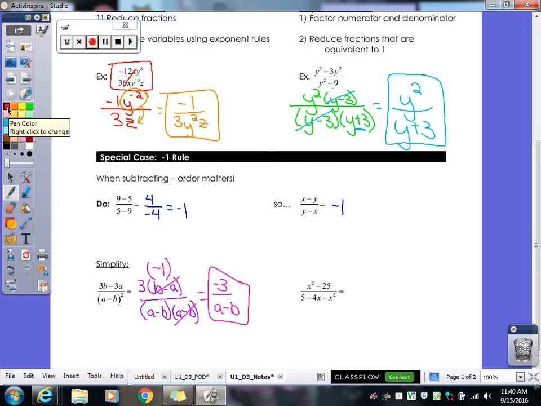Let's try the next one. We'll factor the top. We have a difference of squares up top. So that gives us x minus 5 times x plus 5. In the bottom we have a trinomial, so I'm going to set up my 2 sets of parentheses. I know to get x squared I need x and x. One's plus, one's minus. And then what multiplies to give us 5? 5 and 1. We don't really have much choice there.